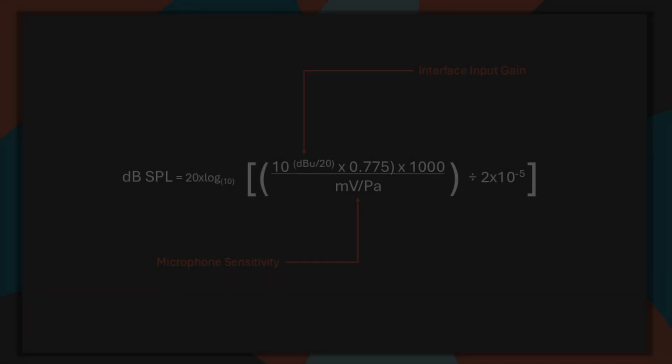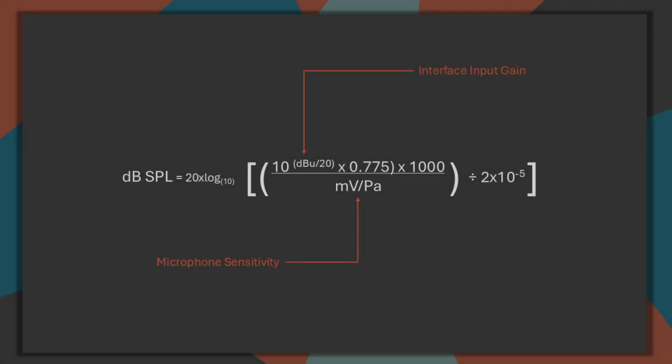If you do not have a standalone calibrator, but wish to do some SPL measurements, you can use the following formula to get an estimate of your system's calibration offset. You will need to know the sensitivity of your microphone presented in millivolts per Pascal and the input gain of your interface, given in dBu. You also need to ensure that the preamp on your interface is turned all the way down.